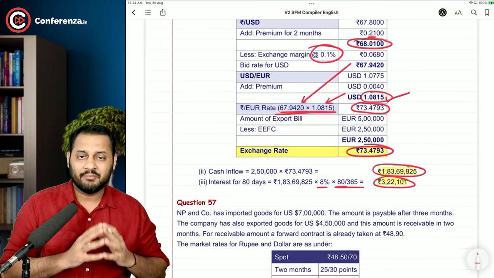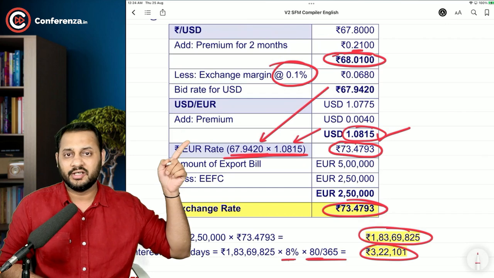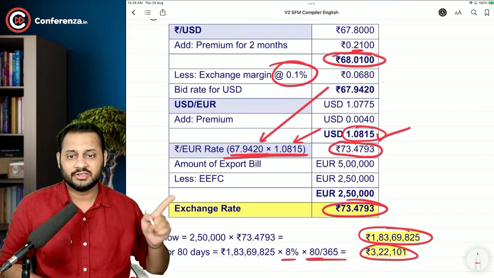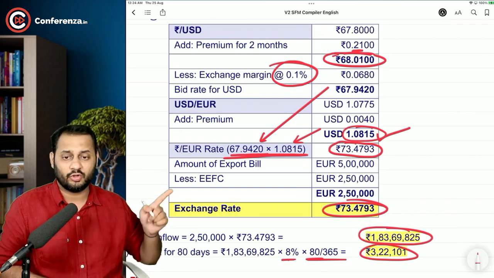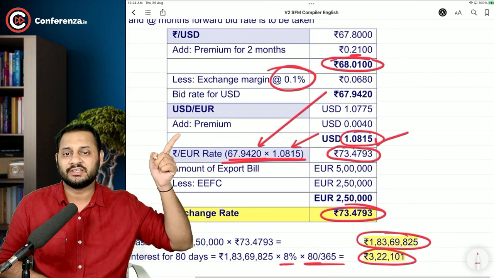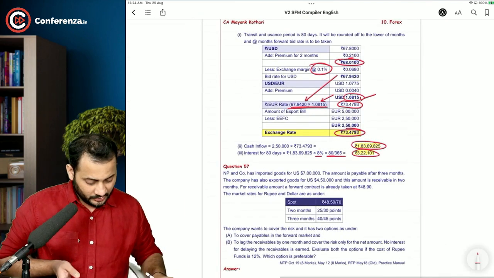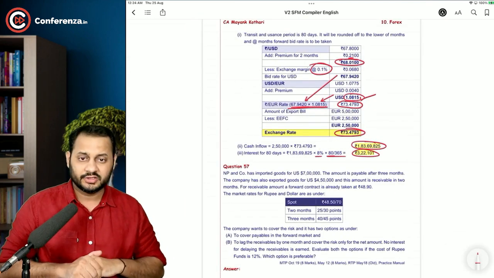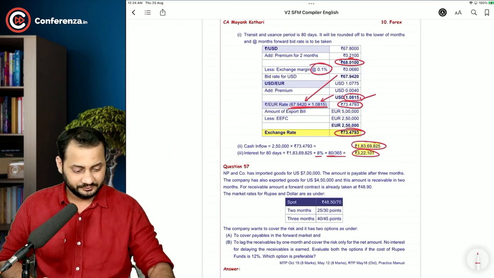With the ambiguity we are leaving this question, that the margin should have been deducted here, and this will change the exchange rate, this will change the cash inflow, this will change the interest as well. So all the answers will change if you adjust the margin here. I don't know why the institute is not doing it. Okay, sir, I'm just leaving this question here. Question number 57 onwards we are going to discuss after this break.